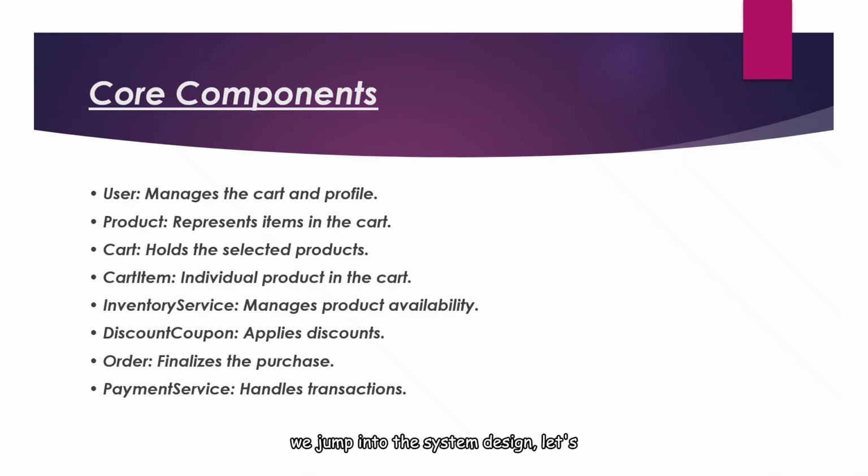Before we jump into the system design, let's first look at the core components of the shopping cart. The user component is crucial because it represents the customer who interacts with the cart. Each user can have their own cart, which allows them to manage their items. The product component is what the user selects to add to their cart, and it holds details like the product name, price, and quantity. The cart class will hold all the cart item objects, each representing an individual product in the cart. The inventory service checks the stock to ensure the product is available before it's added to the cart.